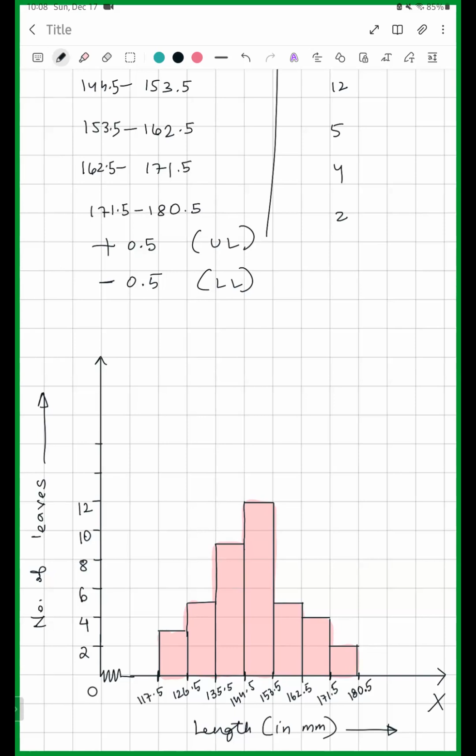See, the answer will be no, because the maximum number of leaves are not 153 millimeters long. We can see from the graph and from the data given in the table that the maximum number of leaves are between 145 and 153 millimeters. So we cannot say exactly 153 millimeters because it is only a range that is given to us. Now the next question, the fifth one.